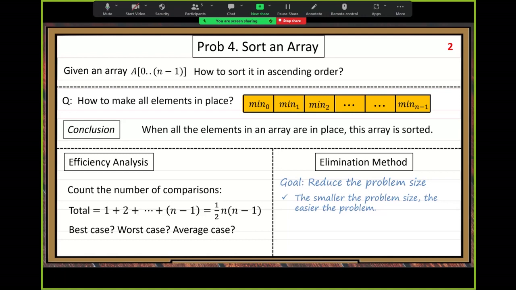Look at this statement. It's pretty easy to understand. The larger the problem size, usually the harder the problem. But here I want to make some comments on this statement. I call it a principle. It's not a law, okay? Sometimes people call something a law. Here, this one is a principle.